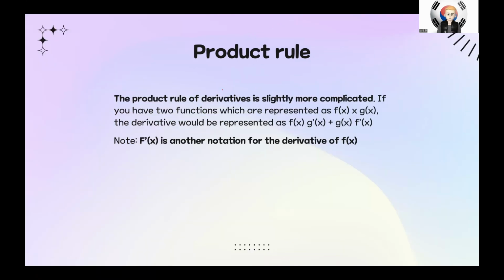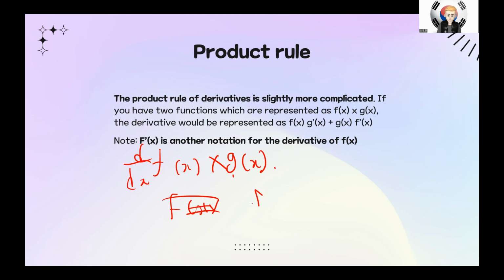So we're going to learn about the product rule now, and the product rule of derivatives is slightly more complicated. So if you have two functions which are represented as f(x) and g(x), times, then if we take d/dx of it, or just prime it, then it becomes f(x) g prime(x) plus g(x) f prime(x).